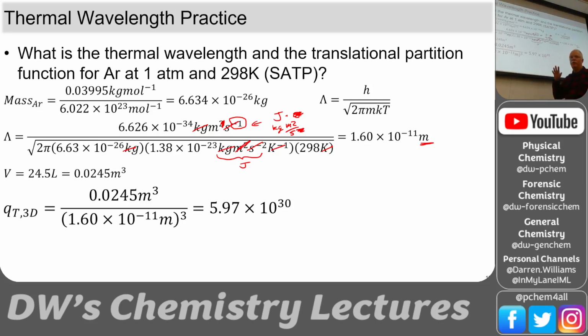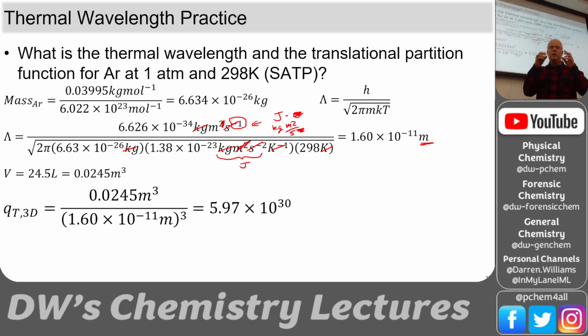And remember what I said a couple of videos ago, that the Q is a count of the energy levels that are populated. So in a 2-level system, when we went to high temperatures, it was 2. In a 3-level system, it would be 3. And in a molecule, you have an infinite number of energy levels. At room temperature, we've already populated 10 to the 30 energy levels in argon in translational motion.